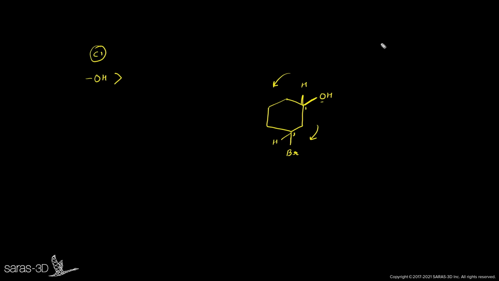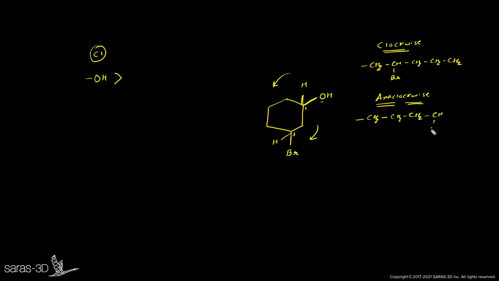So if we go in a clockwise direction, what environment are we getting? We are getting CH2, CHBr, CH2, CH2, CH2. And if we move in anti-clockwise direction, what environment are we getting? We are getting CH2, CH2, CH2, CHBr, and CH2. We can see on the second carbon itself, we are getting the first point of difference. So this group will be assigned the higher priority.